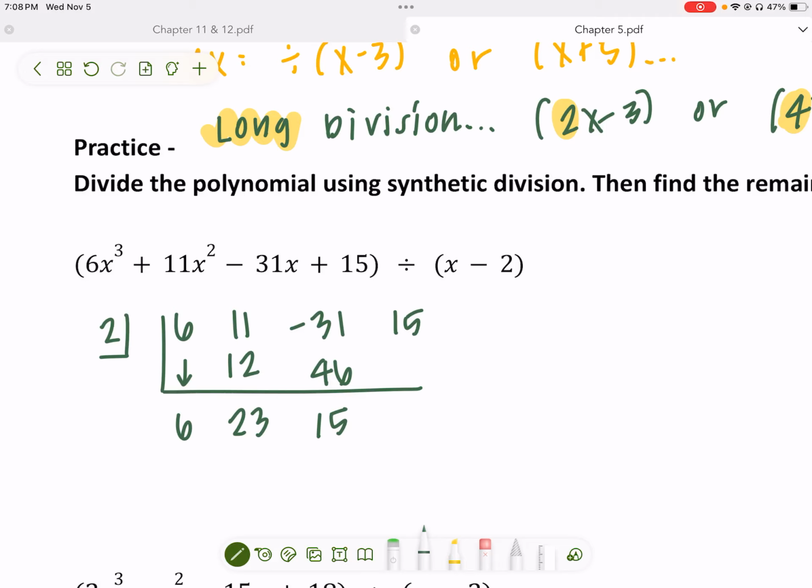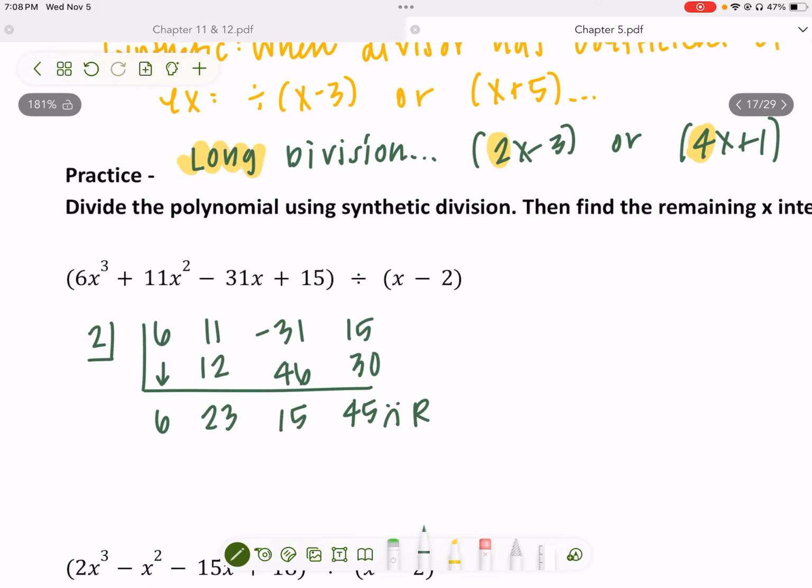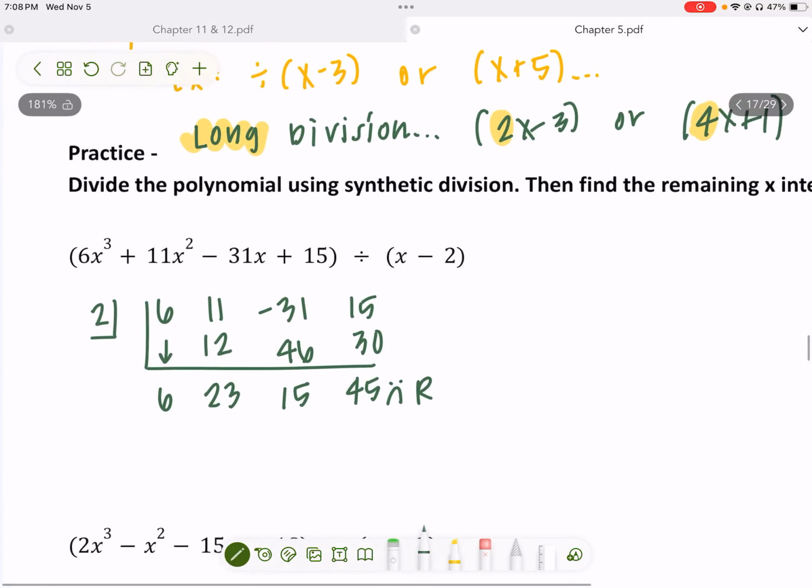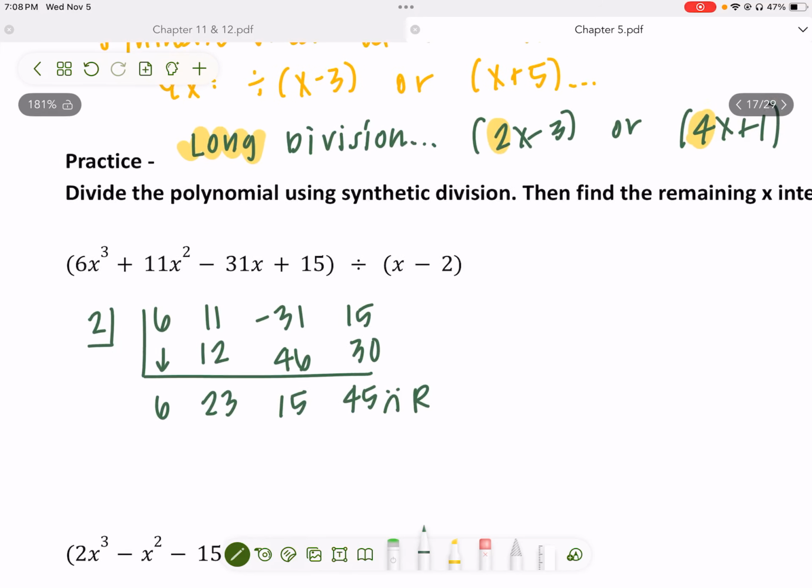Right? Yes. I'm doing this live time, so I don't have my answers in front of me. And then we get 30. So now we have 45. This is your remainder. Also, let me just double check my math. 6 times 2 is 12, 23, 46, 15. Yes, okay, cool. So we end up with a remainder. That means, I told you I would let you know if it wasn't 0. A remainder means that the divisor is not a factor.